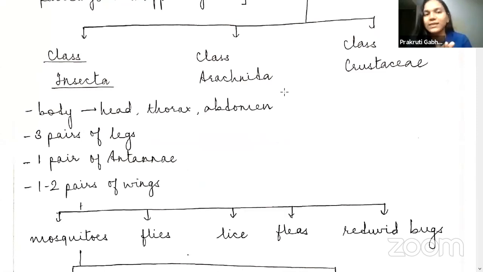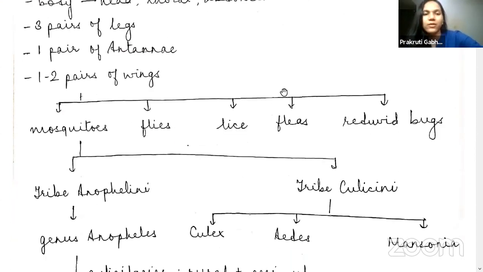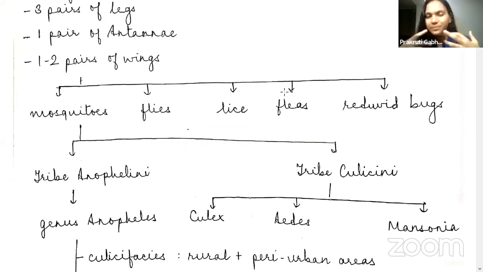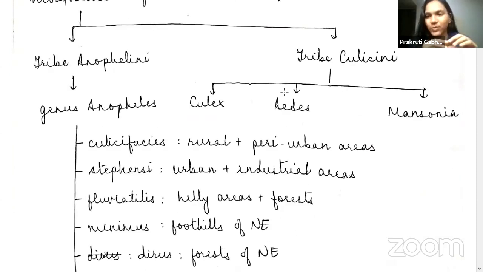We have all of this in entomology, but I've taken only the class where our mosquito belongs, which is class Insecta, because its body is divided into a head, thorax, and abdomen. It has three pairs of legs, one pair of antennae, and 1 to 2 pairs of wings. Other insects include flies, lice, fleas, and the reduviid bug. But obviously, we are interested in mosquitoes, which can belong either to tribe Anophelinae or tribe Culicinae. Tribe Anophelinae only contains the genus Anopheles, whereas Culex, Aedes, and Mansonia belong to tribe Culicinae. There are particular differences between these tribes with respect to their life cycle, which we'll be seeing ahead.